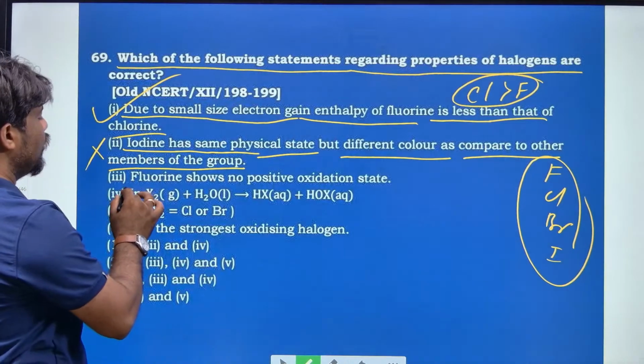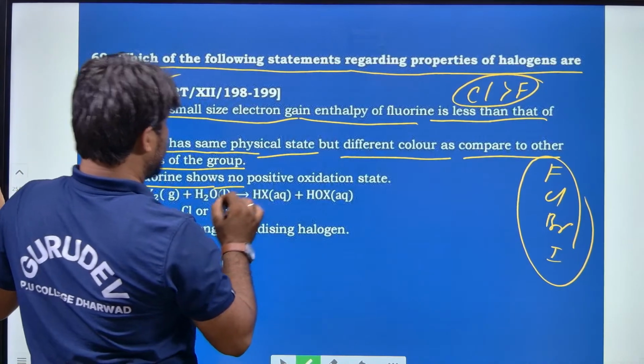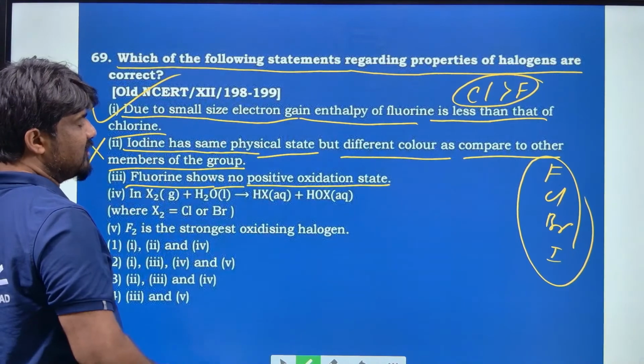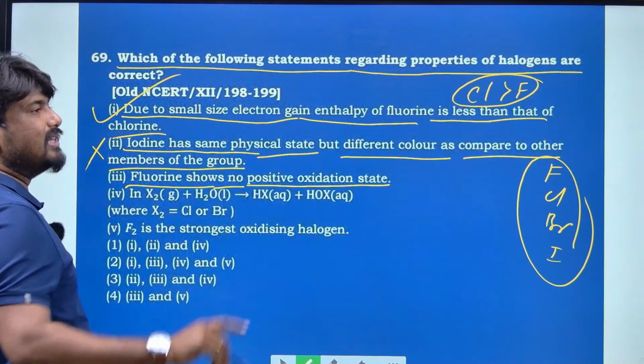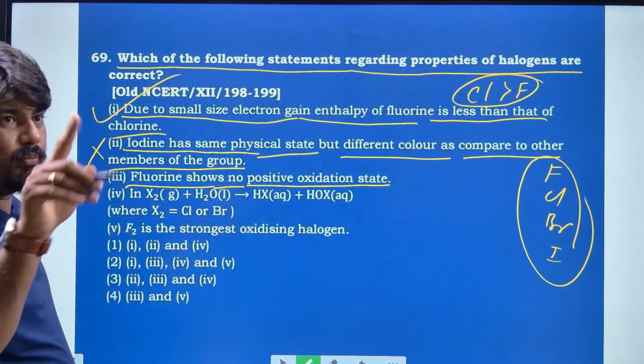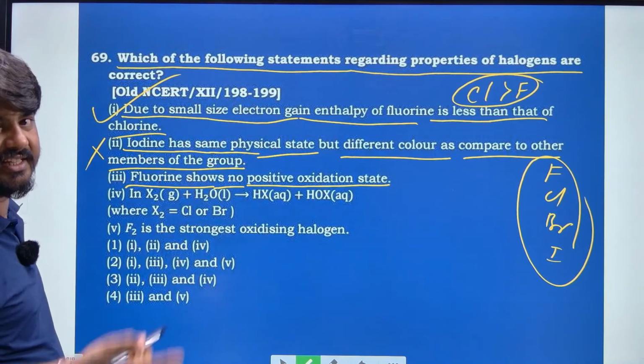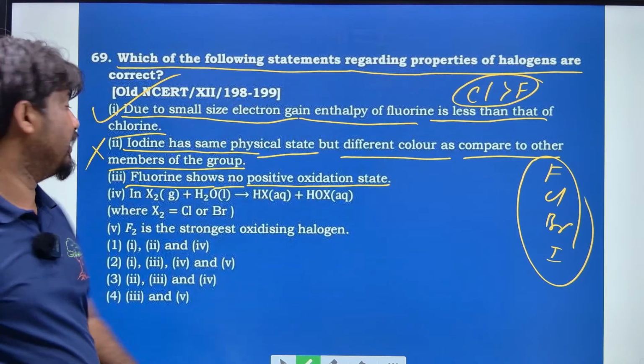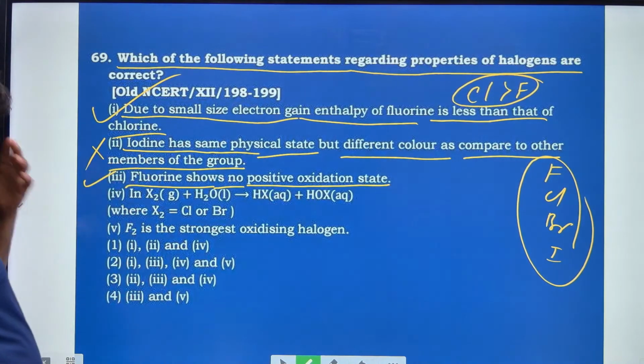Go to the third one. Fluorine shows no positive oxidation state. Yes, of course, obviously it's the right statement. Fluorine can never have a plus charge. Only chlorine, bromine, iodine can form the plus charges, but fluorine can never be in a positive oxidation state because of its high electronegativity. This third point is also right.